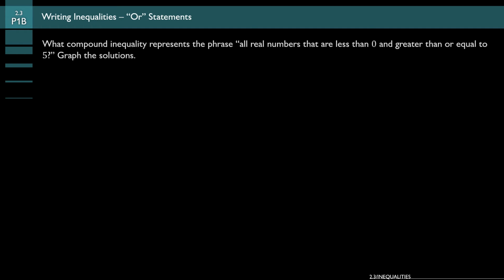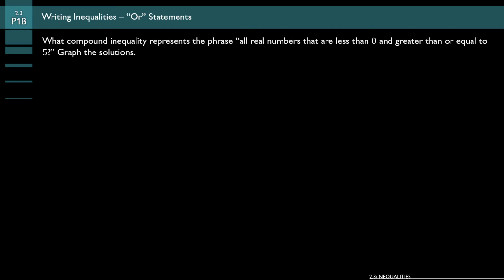So in the last problem we had writing inequalities with and statements. And what happened is our solution sets overlapped in between the 2 points on the number line. And all of our solutions were in between those 2 points. Now we have an or statement. We're going to check out and see how that works.